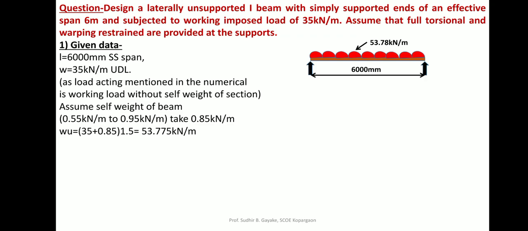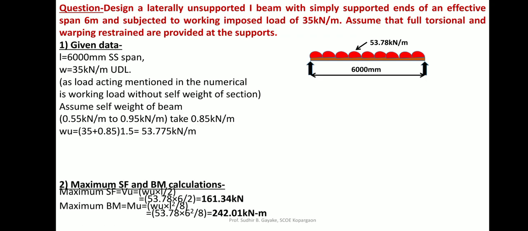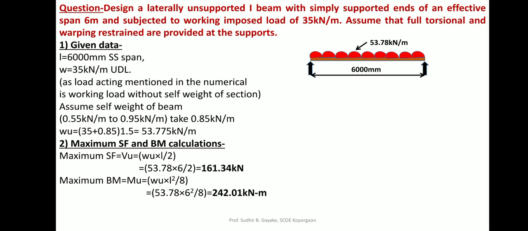Therefore your total loading will be 35 plus 0.85 multiplied by partial safety factor 1.5. Now I am getting total value as 53.775 kN per meter for an effective span of 6 meters, that is nothing but 6000 mm. Now next is maximum shear force and bending moment calculation. According to discussion in the introductory lecture, for the standard case, that is simply supported condition with UDL, maximum bending moment will be WL square by 8 and maximum shear force will be W into L by 2.